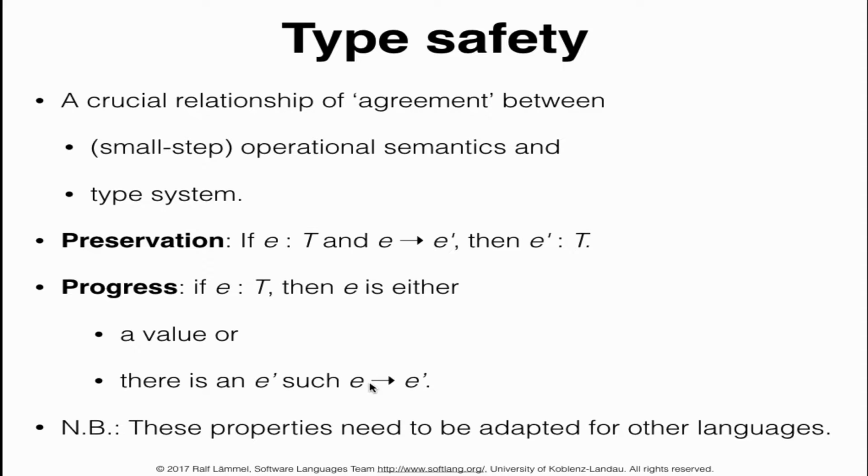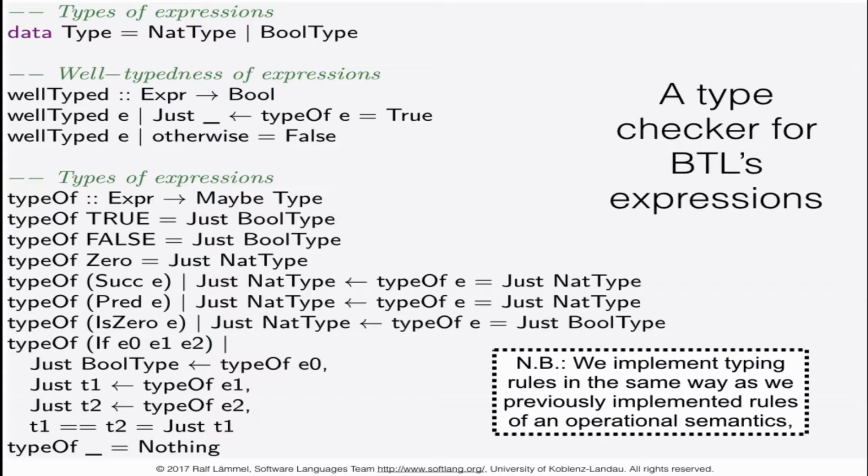So if we have more complicated languages, then of course preservation and progress needs to be slightly adjusted, but you get the overall gist. It's about relating type system and semantics in a way that semantics doesn't change the type of a term, and also semantics doesn't get stuck on well-typed terms. And in this manner, we are sure that type system and semantics fit together very well.